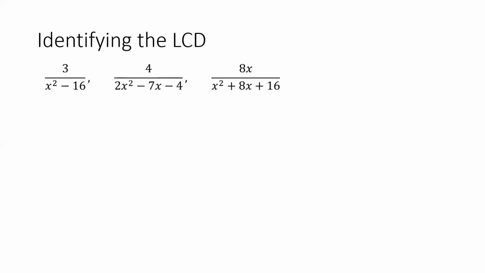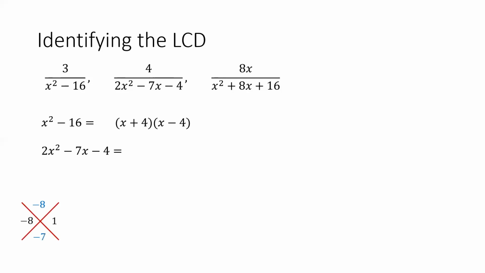I think things get a little trickier when we don't have single terms. So in this case, I have 3 different fractions, each with denominators that I can actually factor. So I'm going to factor all 3 of those denominators before I try to determine my LCD. So x squared minus 16, I can use difference of squares to get x plus 4 times x minus 4. A terrible thing to factor. The next one I have to do by factor by grouping.